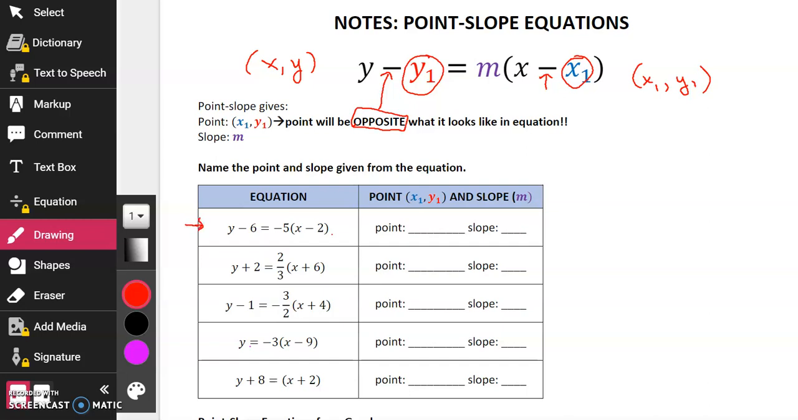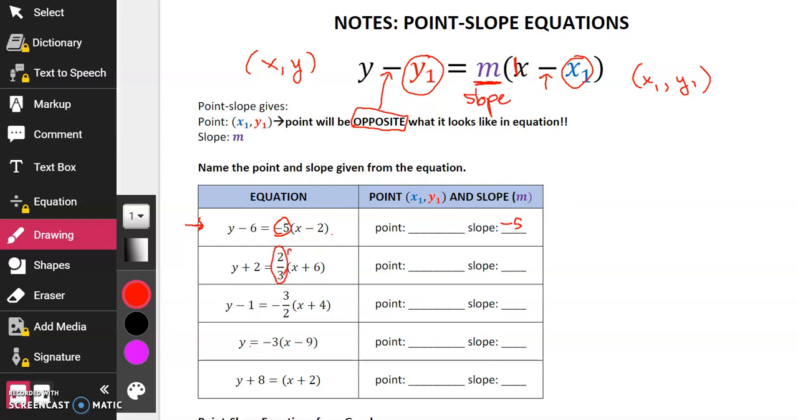We're going to look for slope first. Slope is that m value, just like in slope-intercept form. This is our slope, as long as this value is 1, then our slope is whatever that number is outside. So here we go, I'm looking for the m value. It's -5, right? I'm just going to go through all of these and find the slope first. So -5 on that first one.